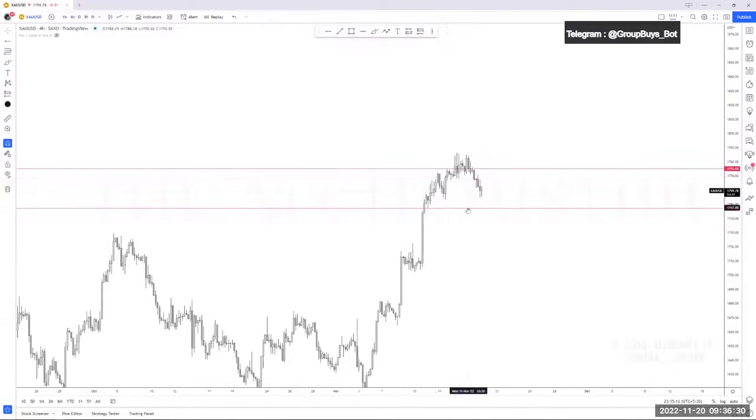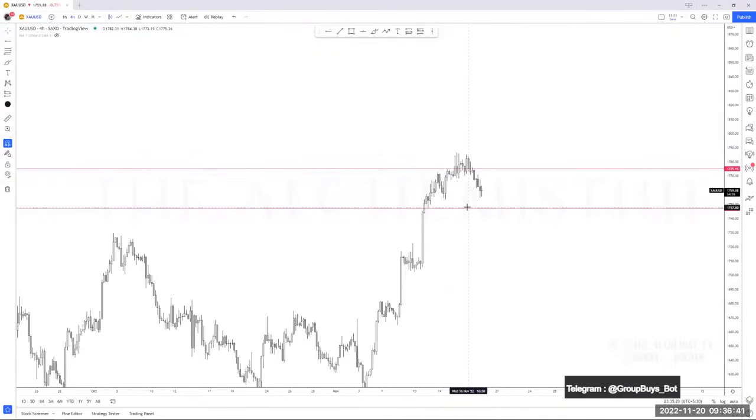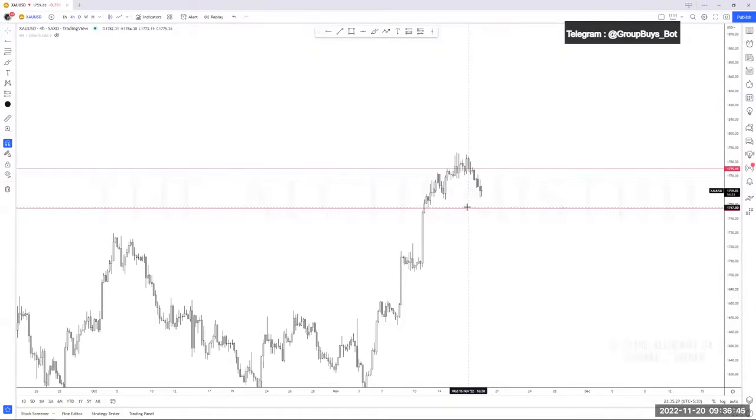If all the time frames are in line with each other, you add some trend line confluences. You use the times that we trade: London kill zone and London open, or New York kill zone and New York open, and then you take the trade. That's how we do it.